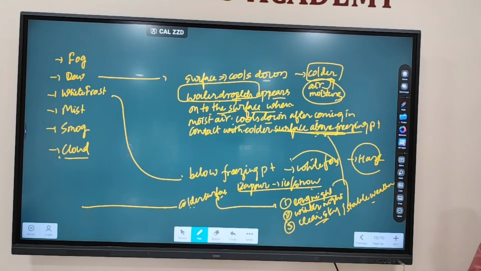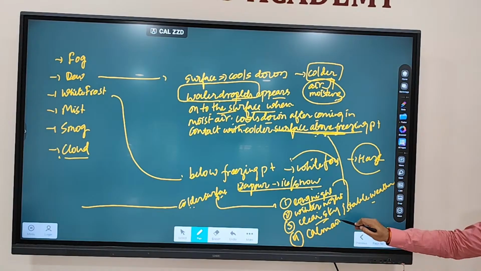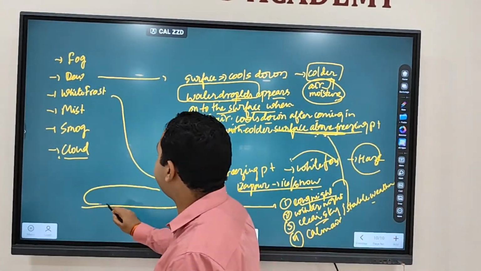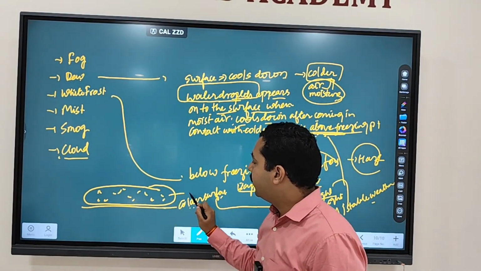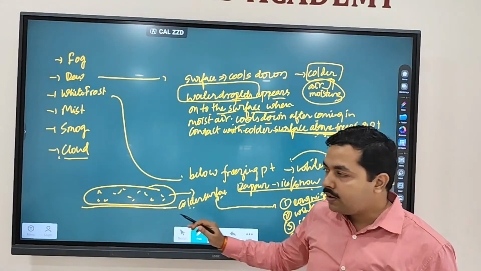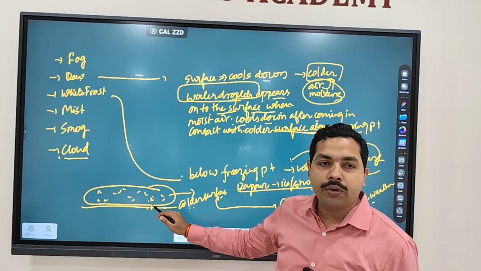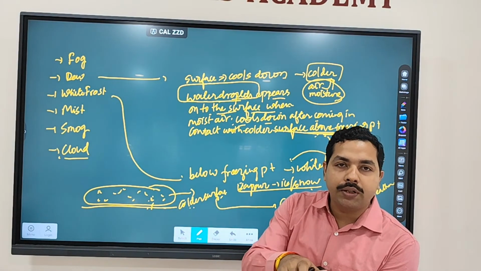Fine. Fourth thing, what is again required? Calm air is required. Why calm air? Because we discussed, if air is moving, then what will happen? It will not be in contact with the colder surface. When it will not be in contact with the colder surface for a long period of time, what will happen? Cooling will not happen. Air will move away.